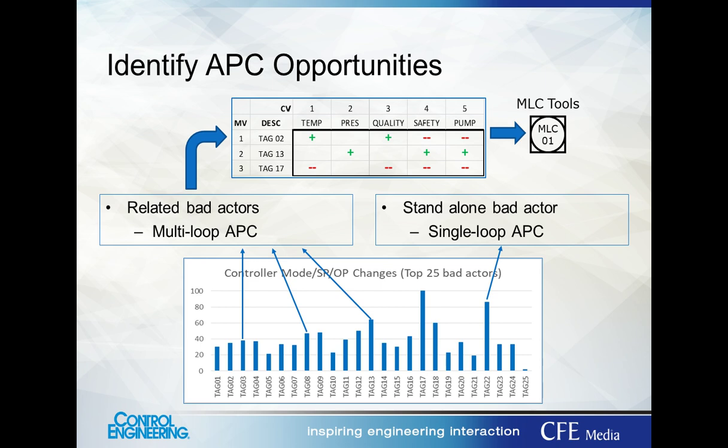Here's how it might work at an actual operating site. With this chart in hand, you may want to follow up on some of the worst actors, or possibly operation has complained about a particular loop. It may turn out to be a standalone issue, which might be an opportunity for single loop APC, or potentially it could be a valve or instrument problem. Next, you may identify 3 related loops that need to be considered together.